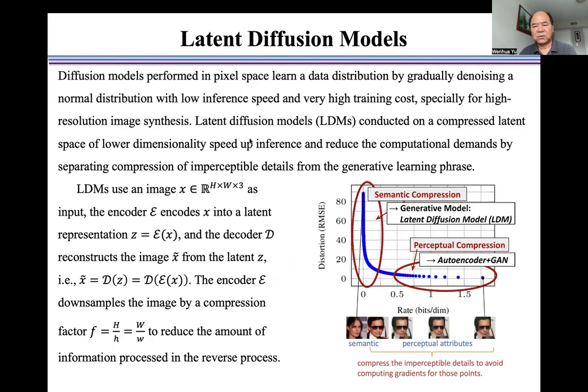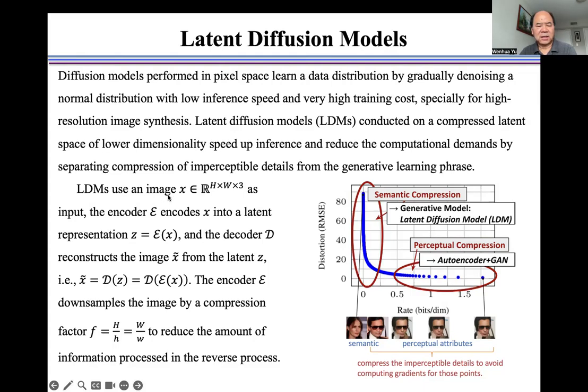Latent diffusion models conducted on a compressed latent space of a lower dimensionality speed up inference and reduce the computational demands by separating compression of imperceptible details from the generative learning phase, as shown here and here.